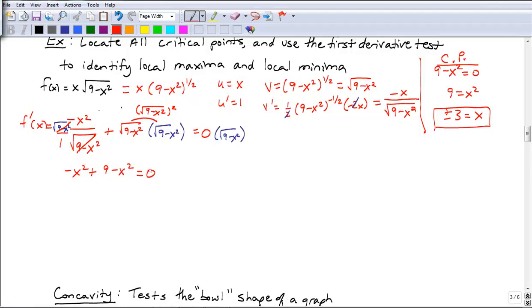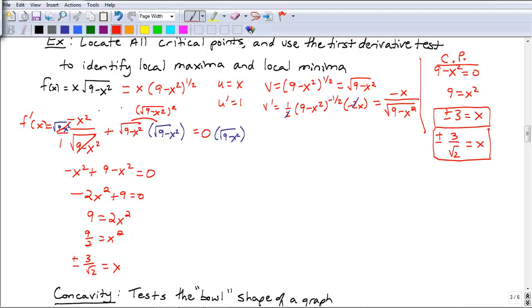0 times anything is 0. Negative 2x squared plus 9 equals 0. 9 is 2x squared. 9 over 2 is x squared. Plus or minus 3 over root 2 is x, since the square root of 9 over 2 is 3 over root 2. So these are my other critical points, plus or minus 3 over root 2, and those critical points come from where the derivative is 0. So I got my critical points.